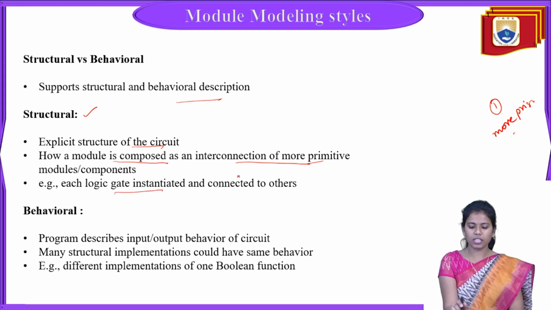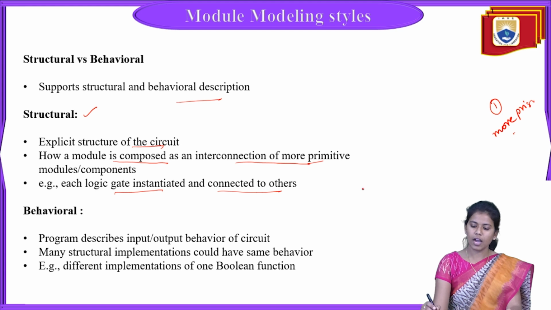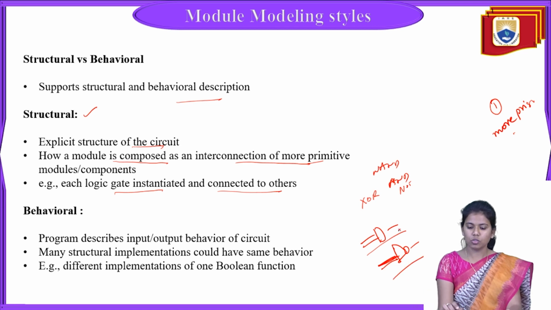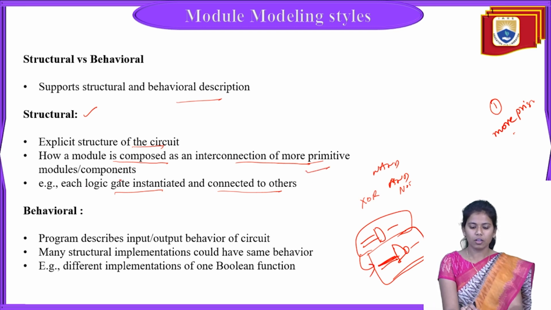For example, each logic gate is instantiated and connected to others. Each standard gate can be connected to others, for example an XOR gate, or a NAND gate plus AND plus NOT. We have an AND gate and also a NOT gate. This is one gate and this is another gate, so it is an interconnection of more primitive modules or components.